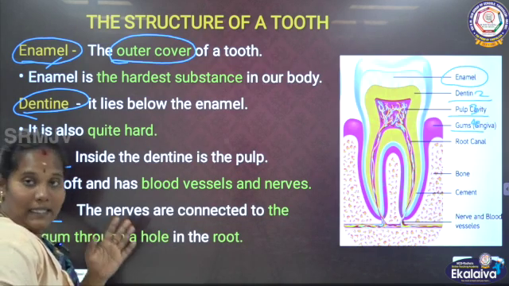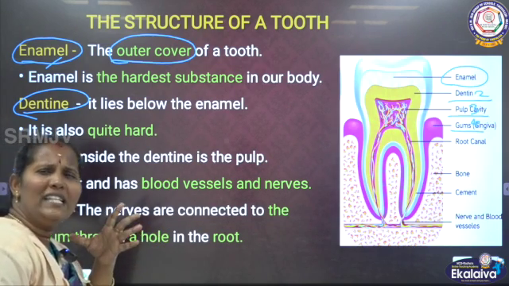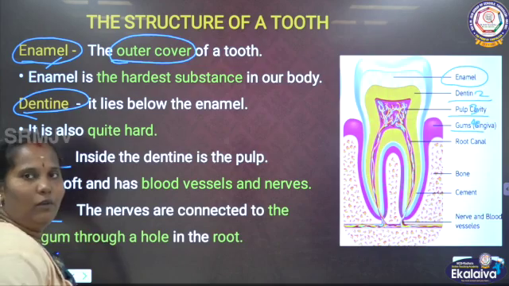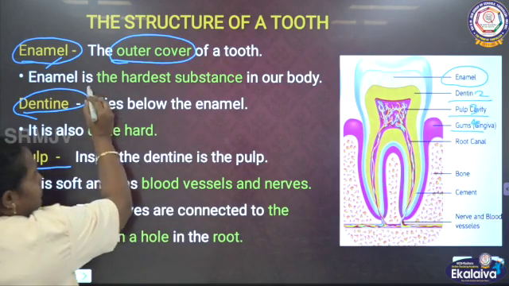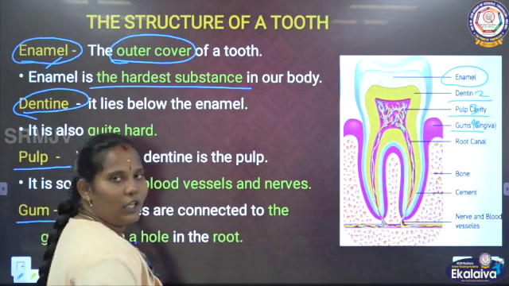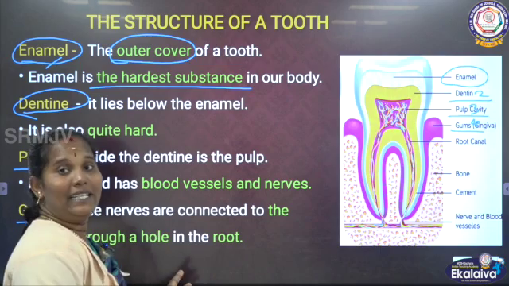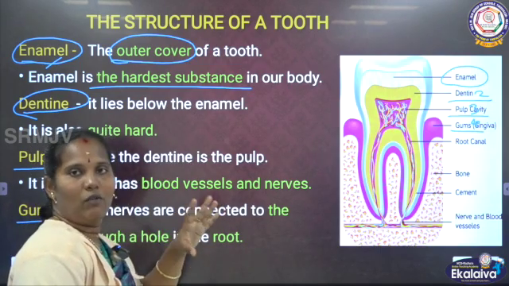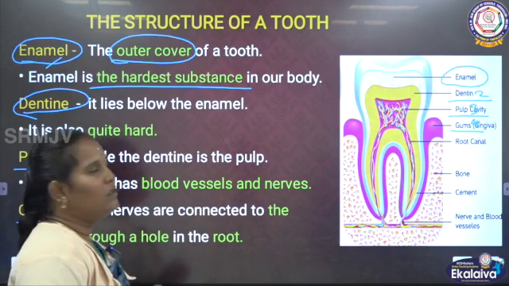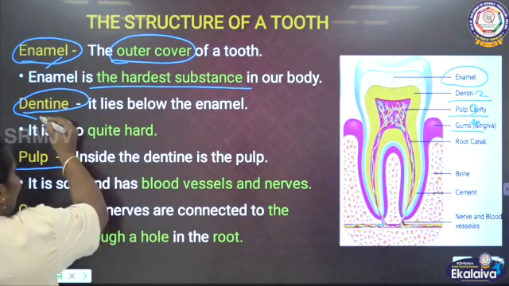You know that this enamel is the hardest substance in our body. Clear? Actually, it is only an outer cover for our teeth. Okay. Then, the next one is the dentine.